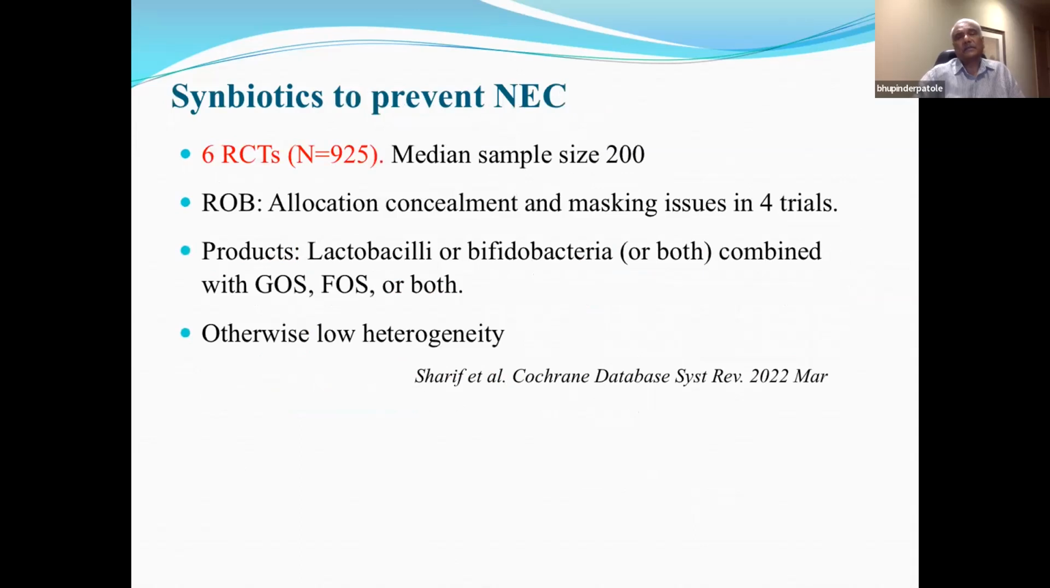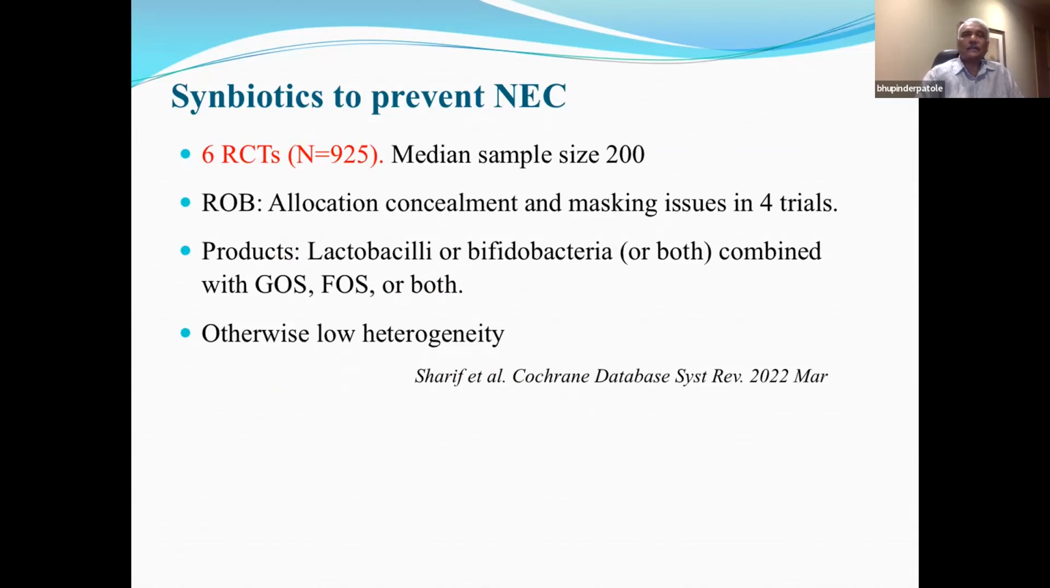If you talk about prebiotics, the next obvious logical step is synbiotics, because we know most of the animal studies have confirmed that when you combine prebiotics with probiotics, effectively it's a synbiotic product. So it improves the survival, multiplication, and hopefully the benefits of probiotics combined with prebiotics. There is hardly any sample size, just 6 randomized controlled trials. You could see that even in the 6th trial, the median sample size is only 200.